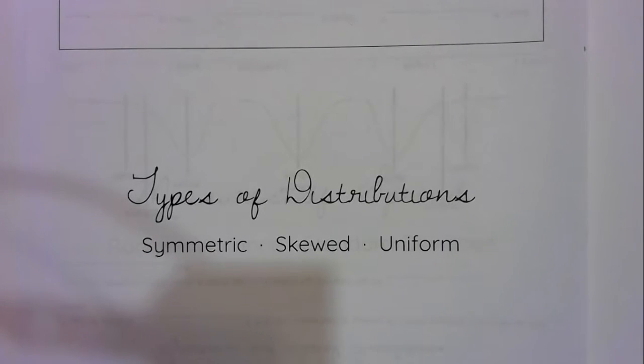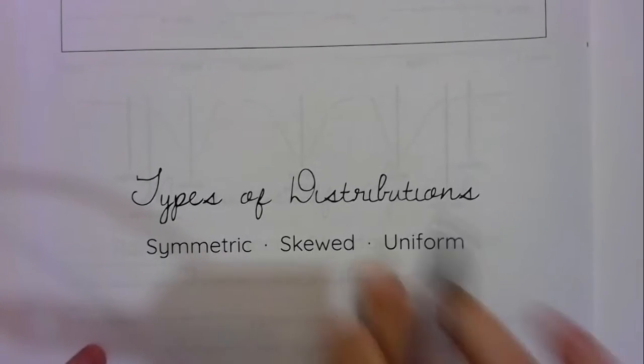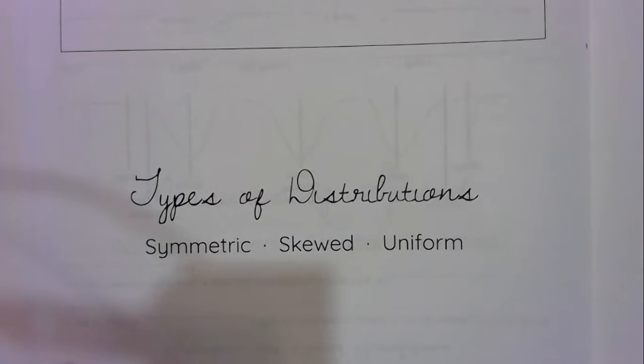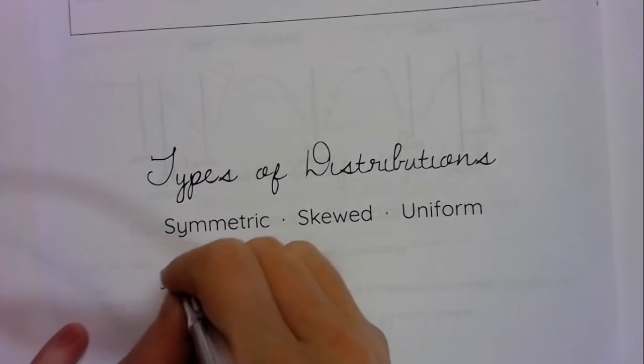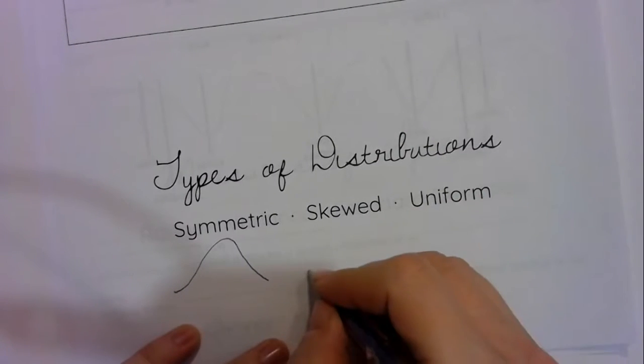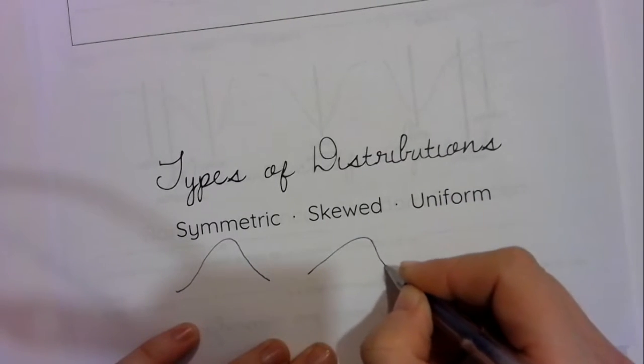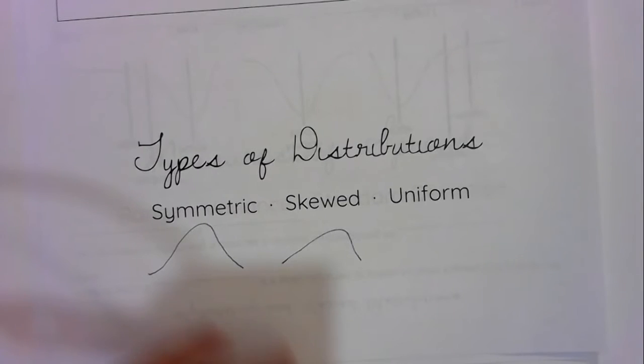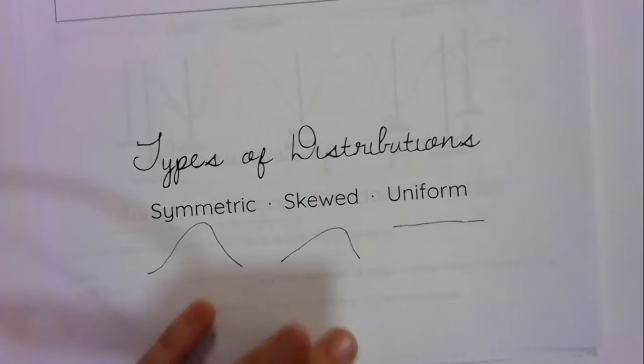So we're just going to do a basic overview here of three different types of distributions. We have symmetric, which means it's the same on both sides. We have skewed, which means it kind of leans one way or the other. And we have uniform, which means it's the same all across.